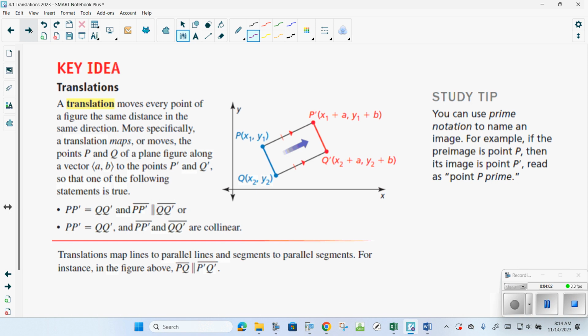A translation moves every point of the figure in the same direction. More specifically, a translation maps or moves the points P and Q of the plane. In vector, it's A and B. The new points, if you're moving an entire figure, you use a little tick mark. So if we start off with P, we're going to P prime. We're starting off with Q, and we're going to Q prime. Translation maps lines to parallel lines and segments to parallel segments. For instance, PQ is parallel with P prime Q prime. So when you are mapping more than one point, everything would be parallel.